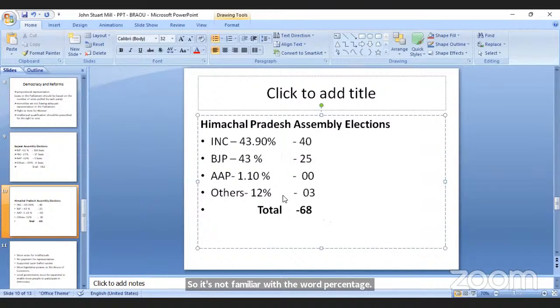If you take the example of J.S. Mill's idea of proportional government, among these 68 seats, INC would get 43 percent of 68. This is the idea of J.S. Mill, which is quite different from what we are practicing nowadays in our India.